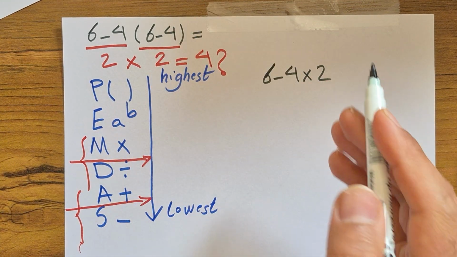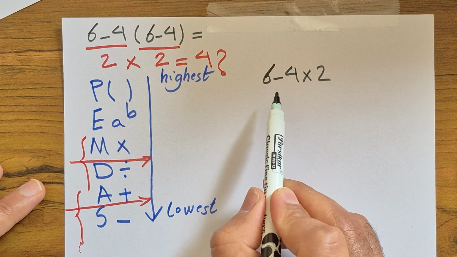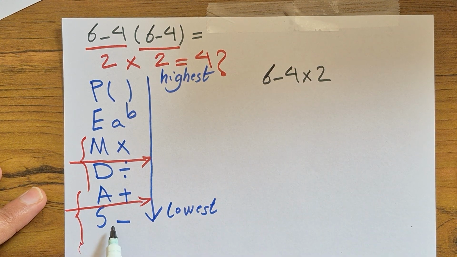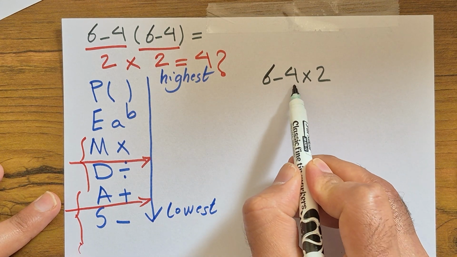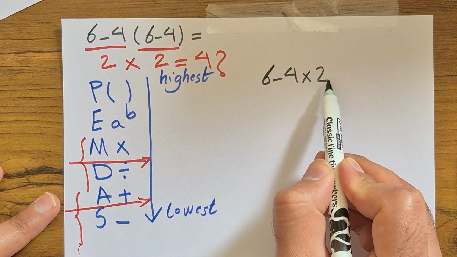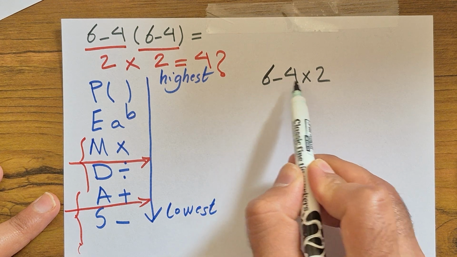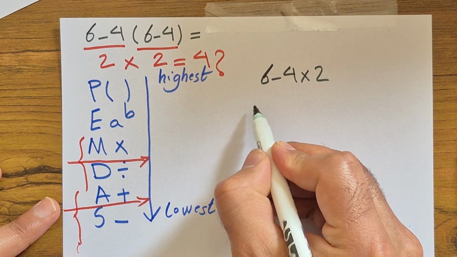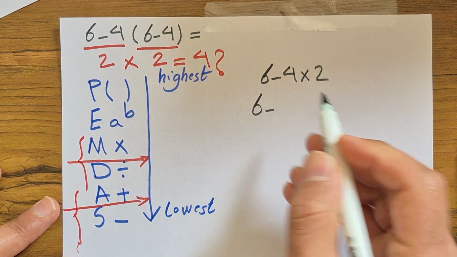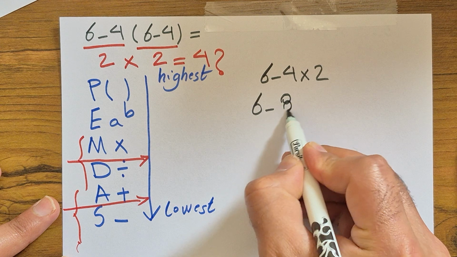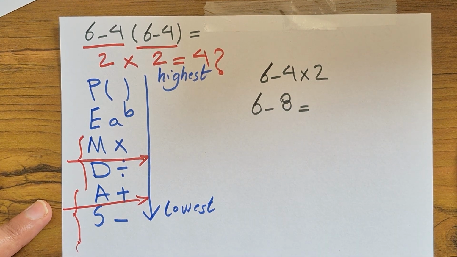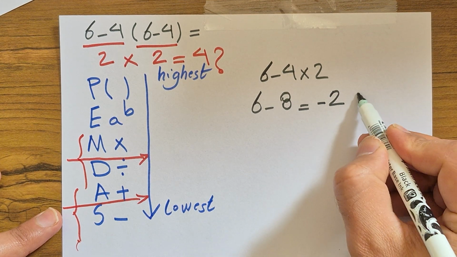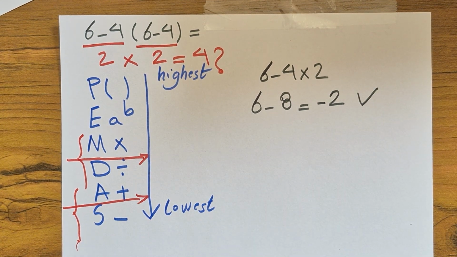So multiplication instead of the whole parentheses. According to PEMDAS, multiplication has a higher priority than subtraction. So we must do this part, 4 times 2 at first. We can't do 6 minus 4 at first, because we would end up with the wrong answer. So 4 times 2 gives us 8, and we just have a subtraction. So 6 minus 8 gives us minus 2 or negative 2. And that's the only correct answer.